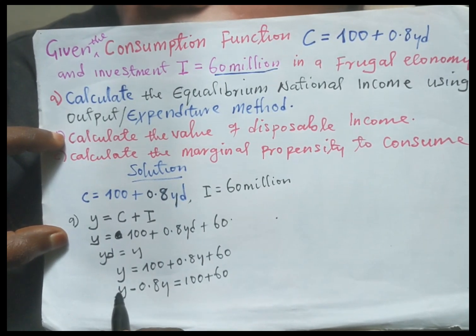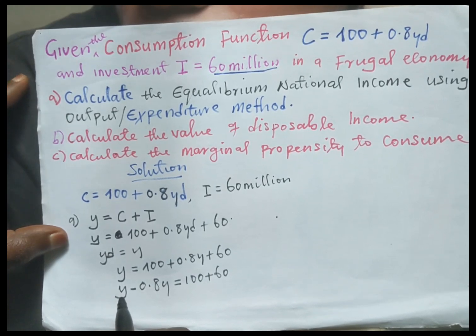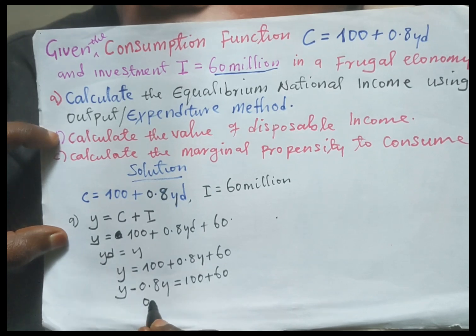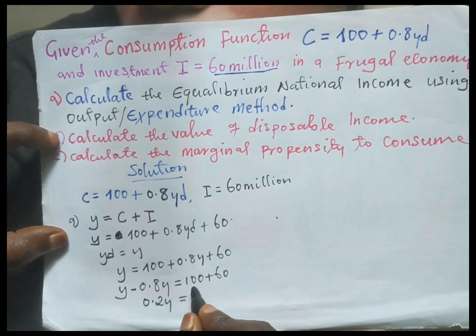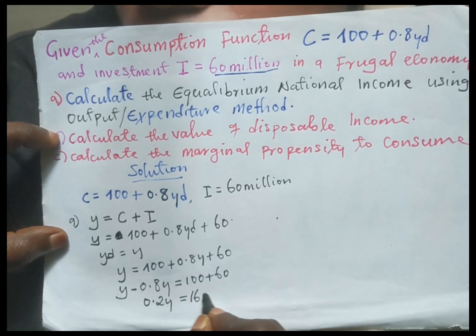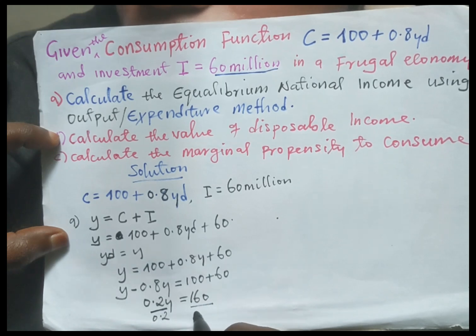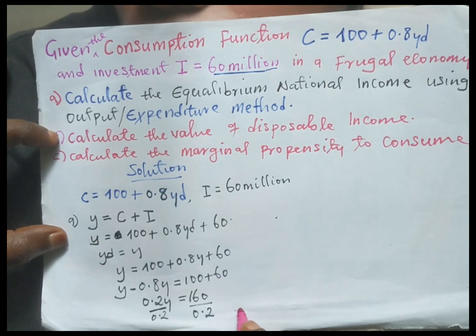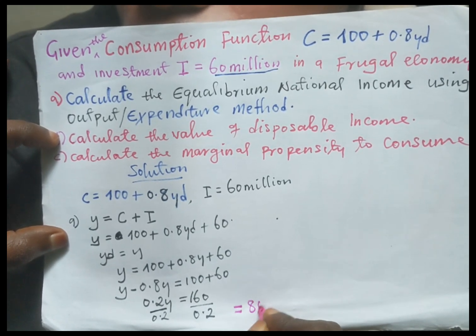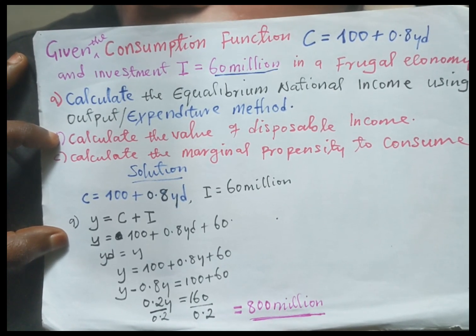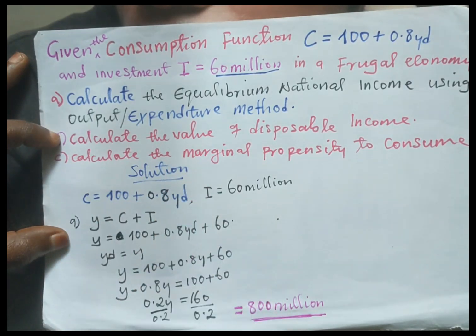We know that the coefficient of any variable is equal to 1 when it has no coefficient. So we have 1 minus 0.8, which gives 0.2Y equal to, when we add 100 plus 60, 160. That is, figures are in millions. Dividing both sides by 0.2, we are going to have 800 million. This is the value for equilibrium national income using the output and expenditure method.